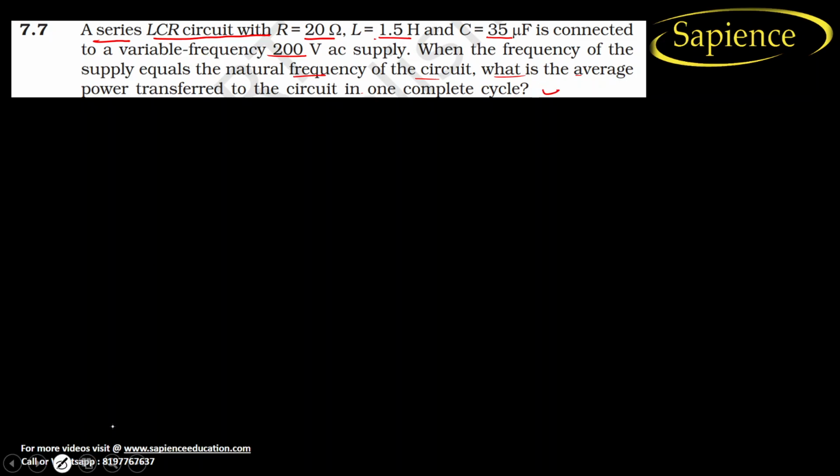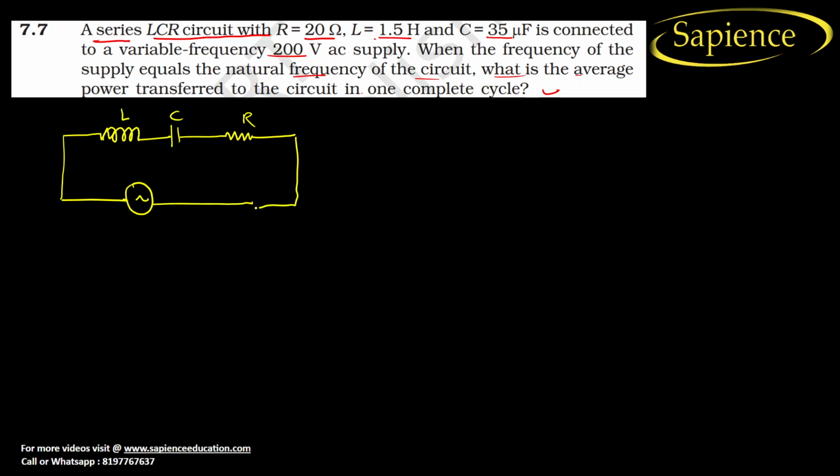So first of all, you need to understand the circuit, right? In this circuit, they have given you resistance, inductance and capacitance, the LCR circuit. So I will draw L, after that capacitance, after that resistance. So this is L, this is C, and this is R, and this has been connected to an AC supply. This is an AC supply, right? And this is the circuit.